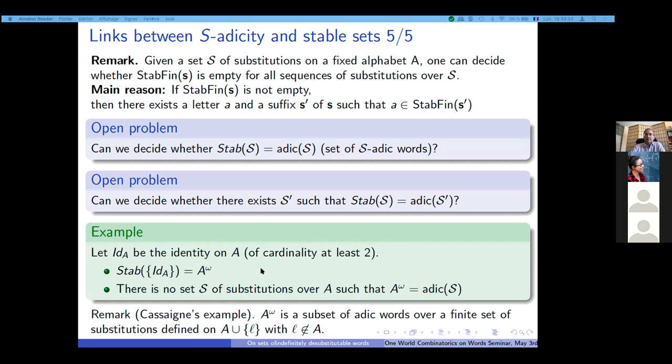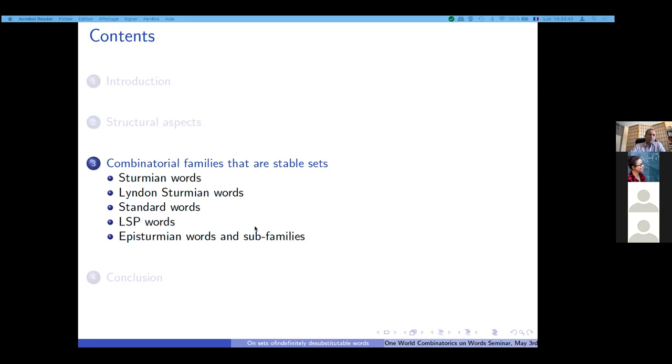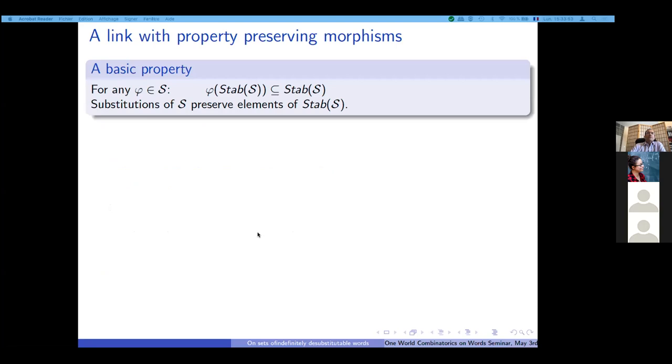So I have now ended the part concerning structural aspects. I come to the main question of the talk, which is: which are the combinatorial families that we already know to be stable sets? Before starting with the first example of Thue-Morse words, I'll start with a basic property that explains why property-preserving morphisms may be important while studying this question.